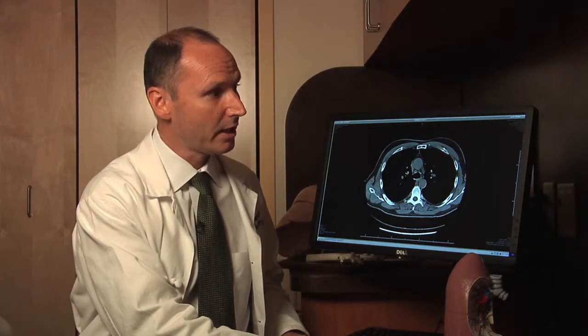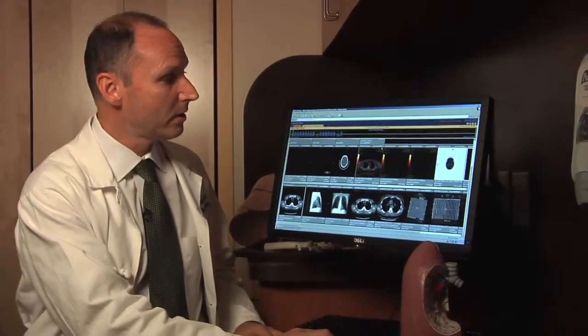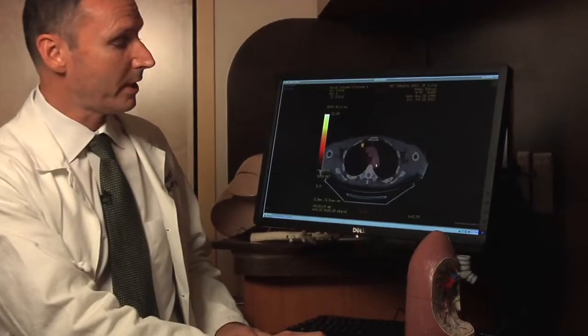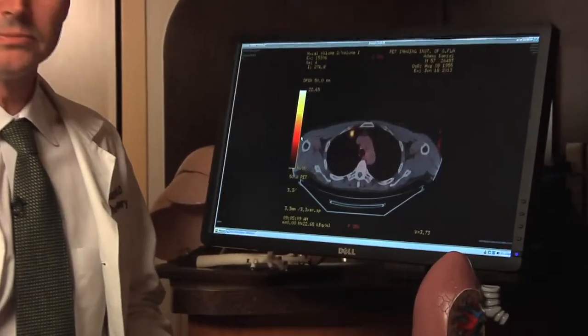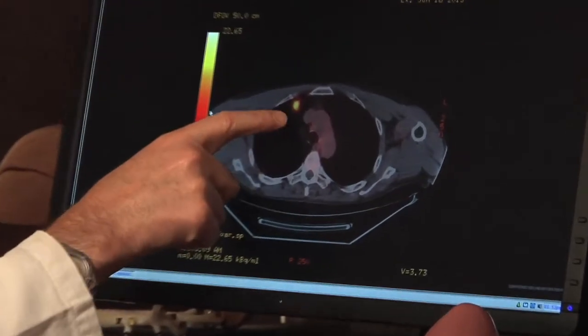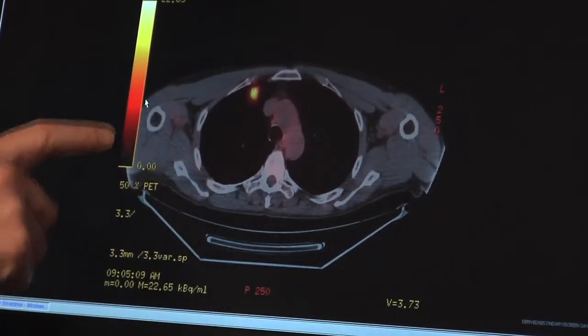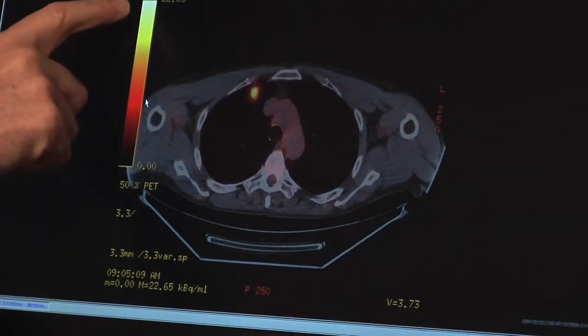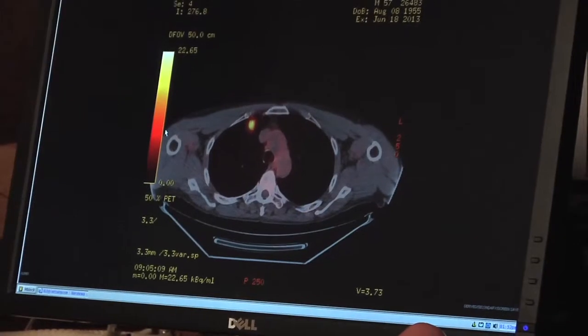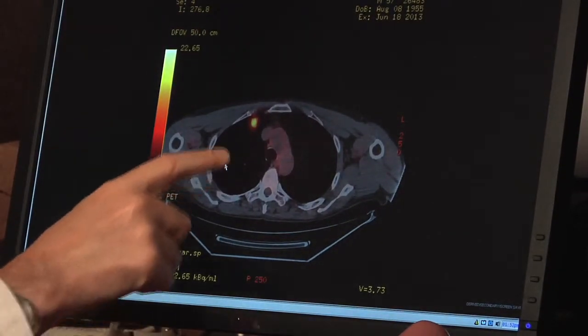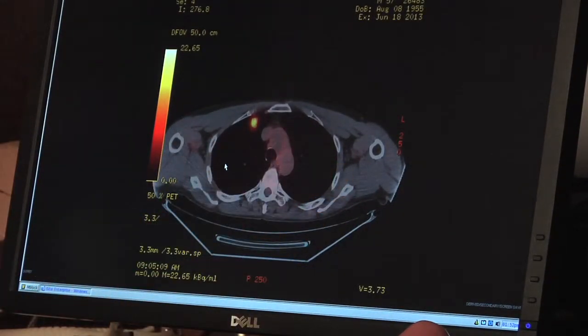Now I have a PET scan of this same patient, and it'll show you how that tumor lights up on the PET. So here's that same tumor, and you can see the color scheme shows that it's yellow. The scale shows you that yellow is very, very bright, a lot of metabolism. You can also see the lungs and the rest of the body don't show up bright at all.